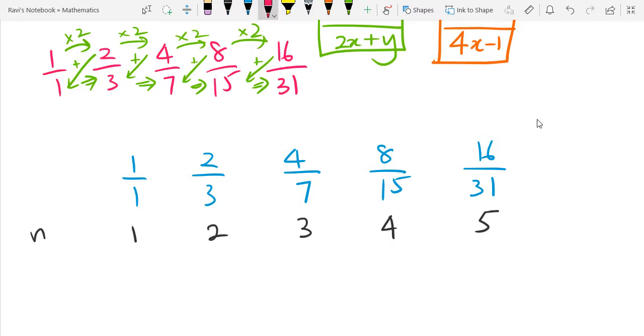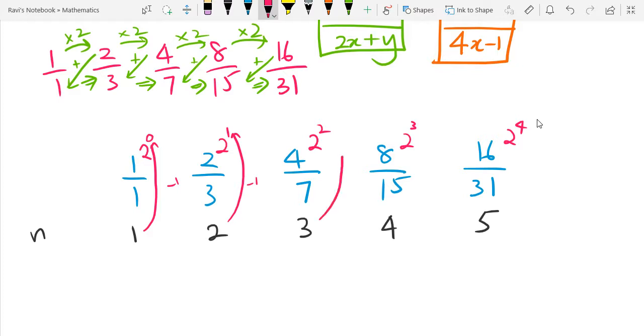For the numerator, it is always a power of 2. 1 is 2 to the power of 0, 2 is 2 to the power of 1, 4 is 2 to the power of 2, 8 is 2 cubed, and so on. How is this power related to n? It is 1 less than n, correct? So the numerator is derived based on a power 1 less than n. In terms of n, the numerator is 2 to the power of n minus 1.